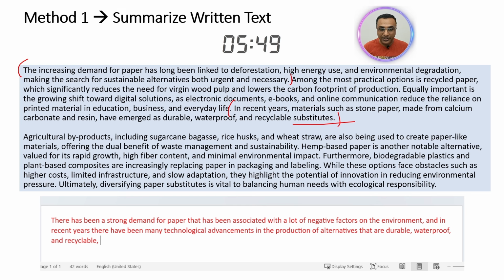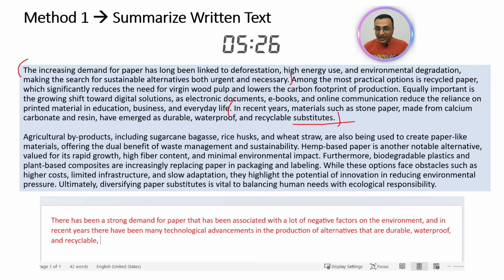Agricultural byproducts, including sugarcane, rice husks, okay, so on and so forth, are also being created. Paper-like materials, dual benefit, waste management, and sustainability. Okay, hemp-based paper is another alternative. Okay, they are giving out more information. Okay, furthermore, biodegradable. Okay, furthermore, they're still giving more information. I'll try skipping this particular sentence.